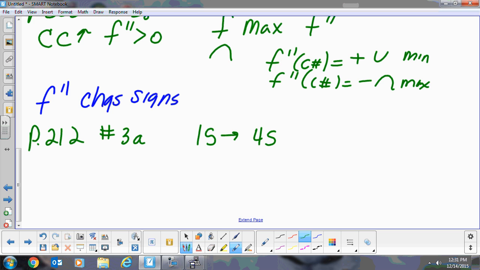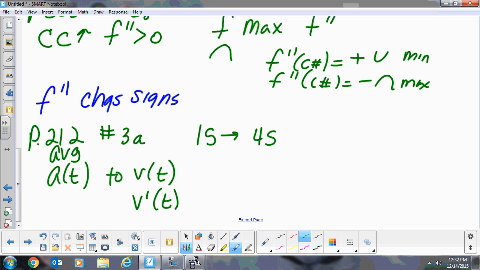Part B, what is the average acceleration during the first 15 seconds? What's the relationship of acceleration to velocity? Acceleration is the second derivative of position or first derivative of velocity. So what are they asking for if they want the acceleration? And remember they said average, keyword. What are they looking for? Algebra 1 slope. What's your first ordered pair?